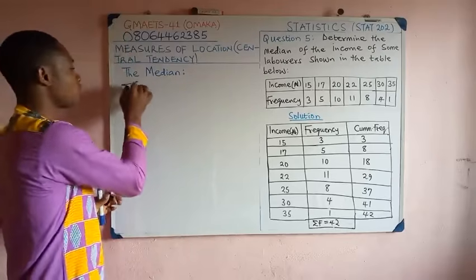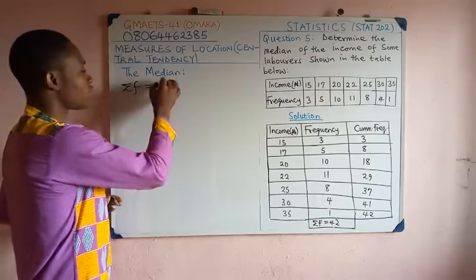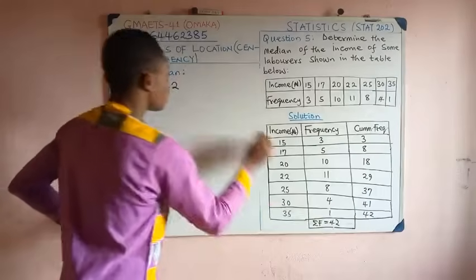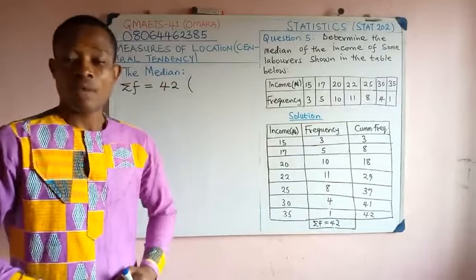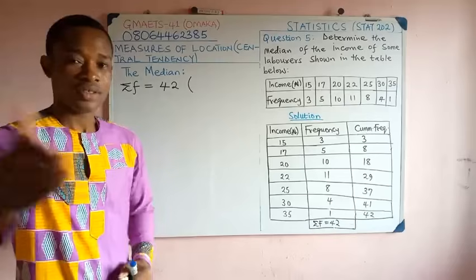All right. Now, to proceed in obtaining the median income, the first thing we need to do is to identify our summation F. Summation F there is 42, as you can see from the table. So you're going to find out whether it is even or odd. What do you have to say? The number 42, good, you're correct.